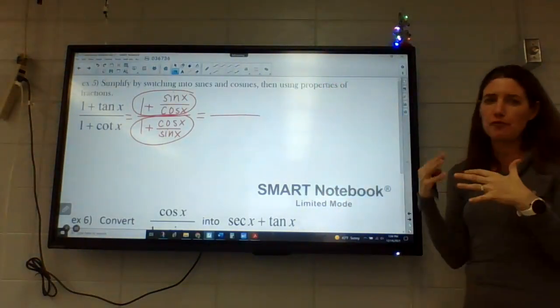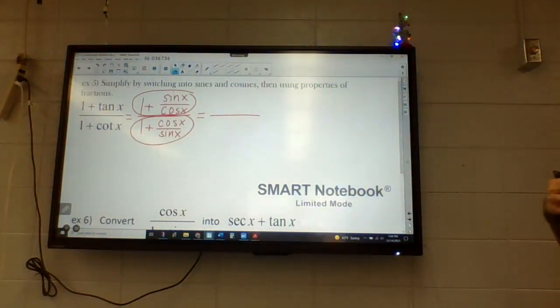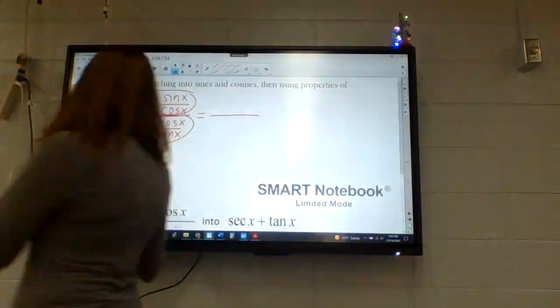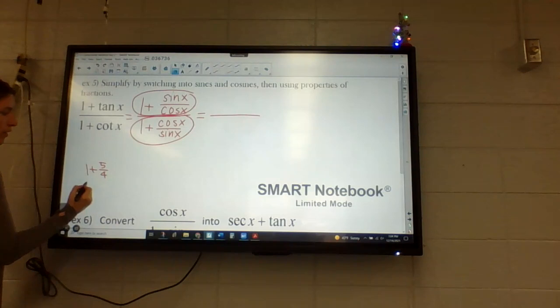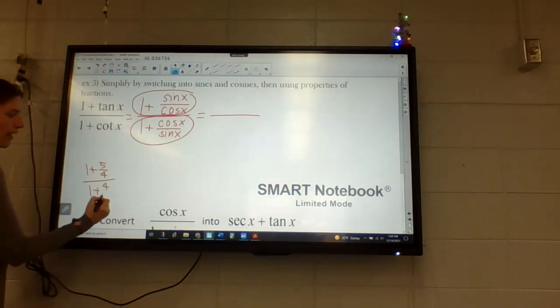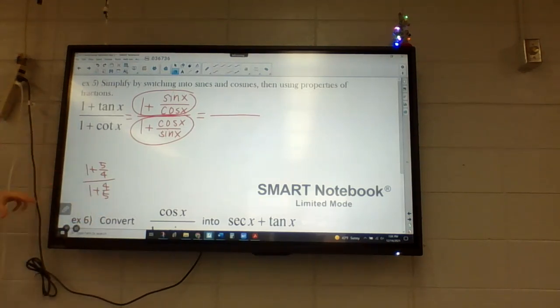Thinking about fractions and what I would do, if it helps to think about this as 1 plus 5 over 4 over 1 plus 4 over 5, what would you do in this case? Now just use that same idea.